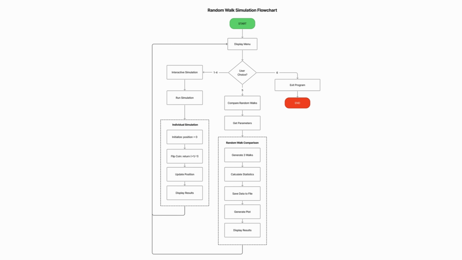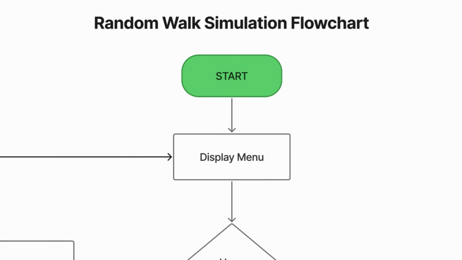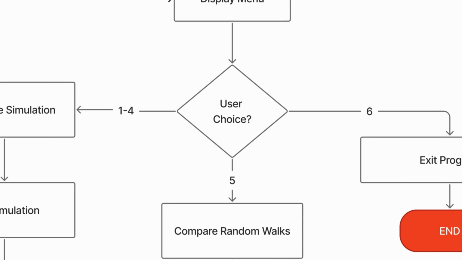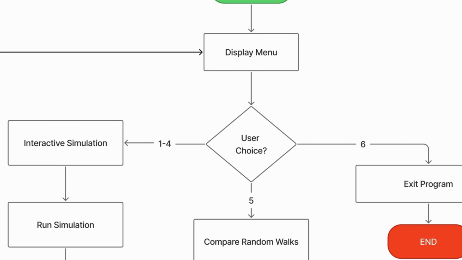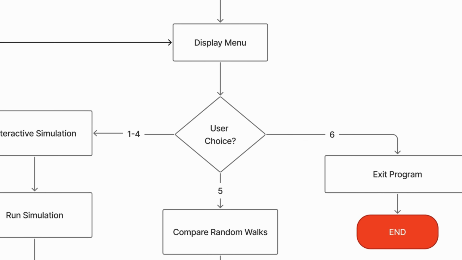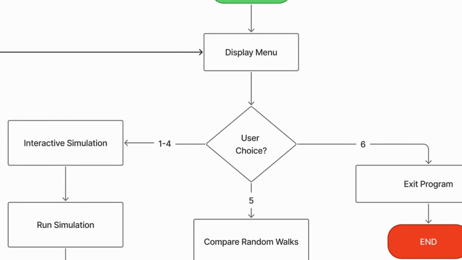Next, we're gonna discuss the flowchart. Here we have a detailed visual flowchart for the random walk simulation program that we've created. Here is a detailed breakdown of the main program flow. First, of course, we have the start where the program begins execution. We then proceed to the display main menu, which presents the user with 6 options. And here we have the user choice decision, where it branches based on the menu selection. Of course, for option 6, if they choose that option, it will exit the program and end it. But if they choose options 1 to 4, we have the interactive simulations.